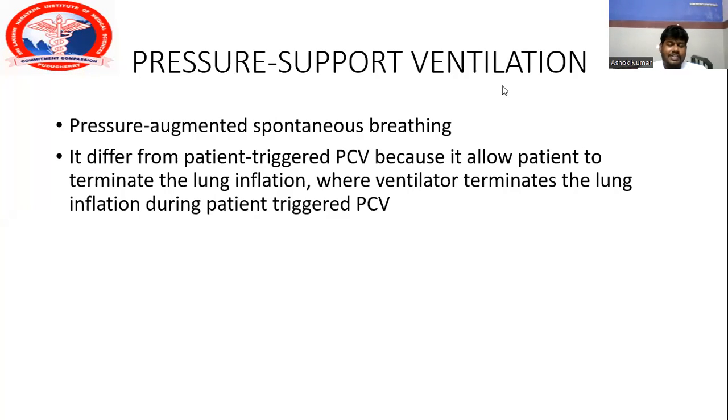Next is pressure support ventilation. It is meant to overcome the disadvantages of pressure control ventilation. Pressure support is nothing but pressure-augmented spontaneous breathing. It differs from patient-triggered pressure control ventilation because in pressure control ventilation the ventilator terminates the inflation, whereas in pressure support ventilation the patient is allowed to terminate the lung inflation. The patient can adjust the tidal volume as well as the duration of lung inflation in pressure support ventilation.